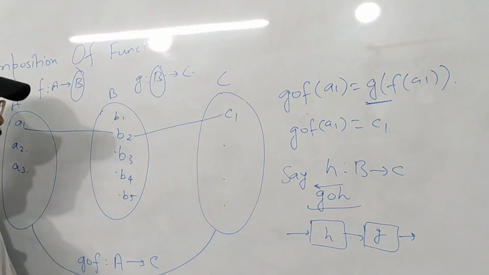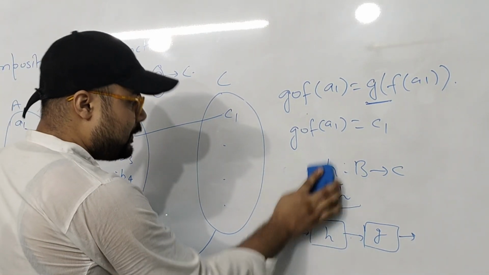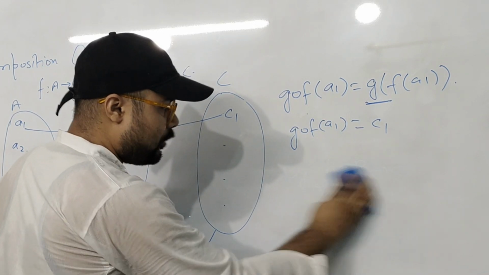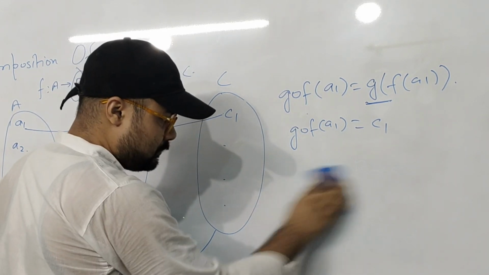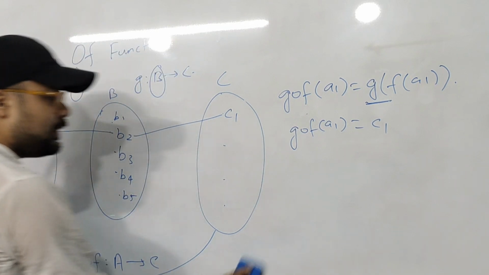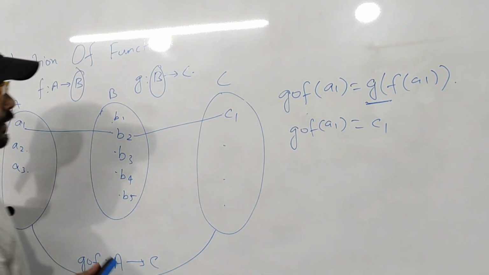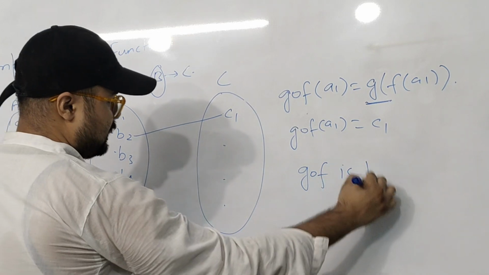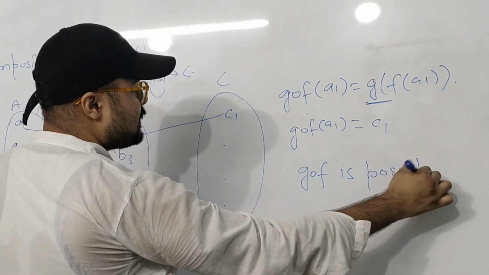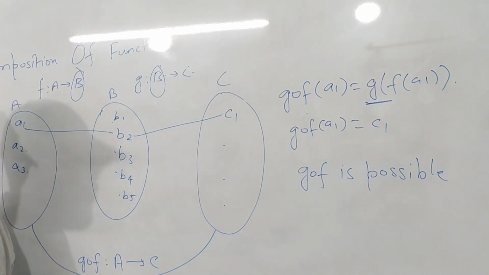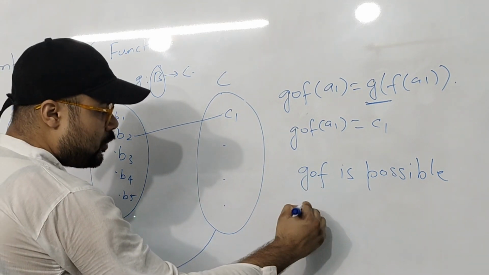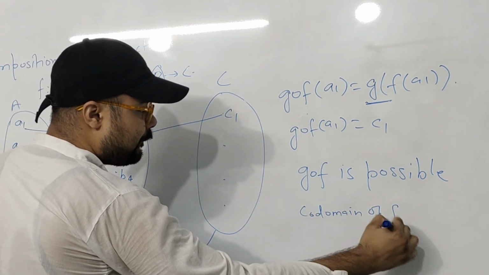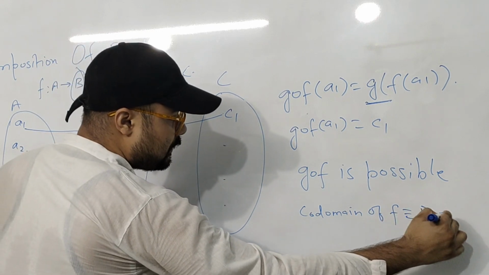So for composition of function, if I say that GOF is possible, or it's a valid composition, what does it mean? It means that the codomain of F is the domain of G.